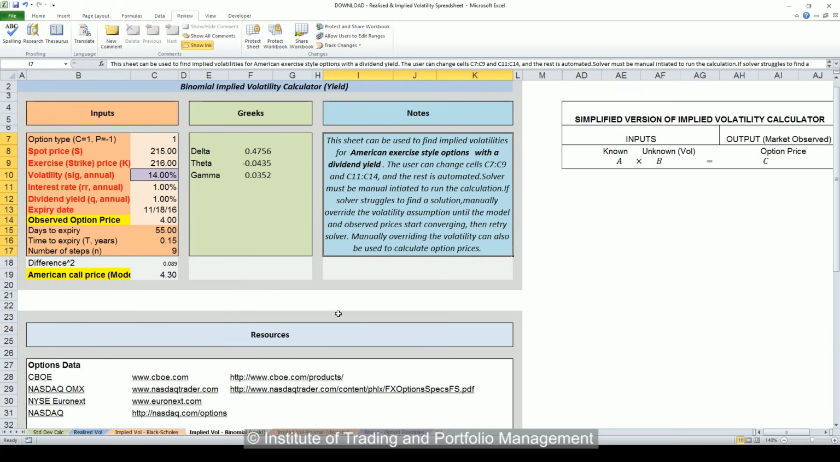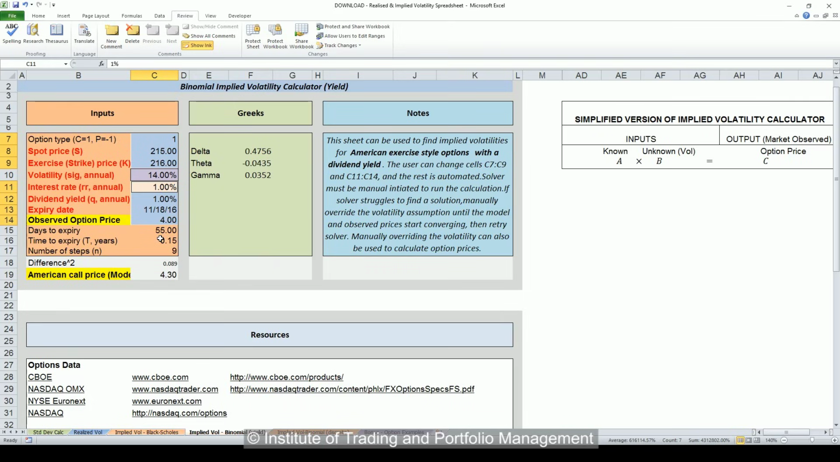The option inputs are in red, and all the cell values that you need to input are in light orange. There are a couple more than there are option inputs, because things like the observed option price in the market isn't strictly an option input. Neither is defining whether it's a call or a put, or American or European in exercise style. So they all look very similar.